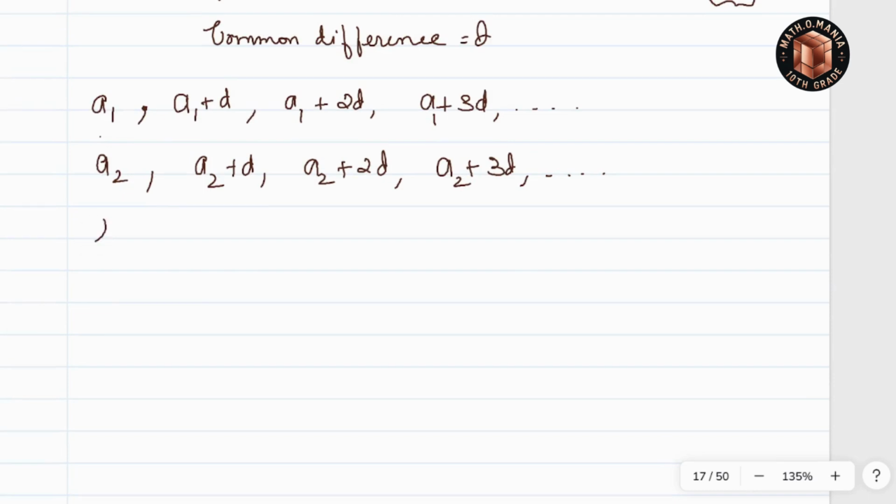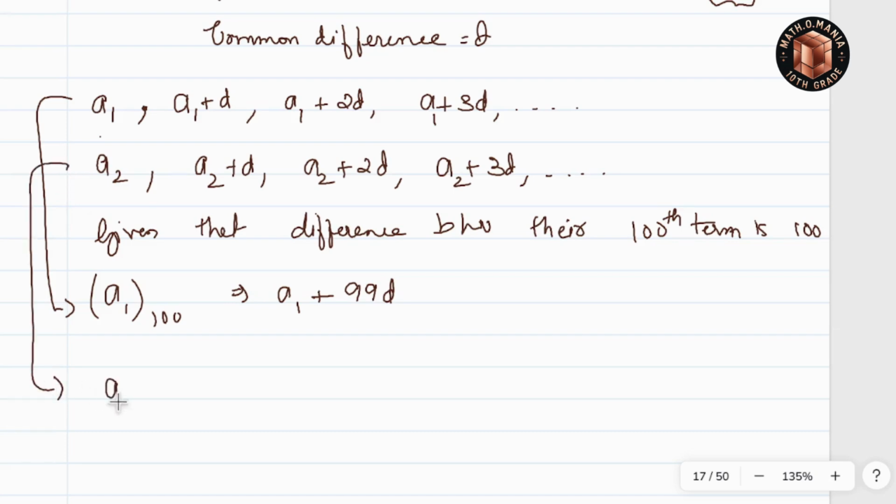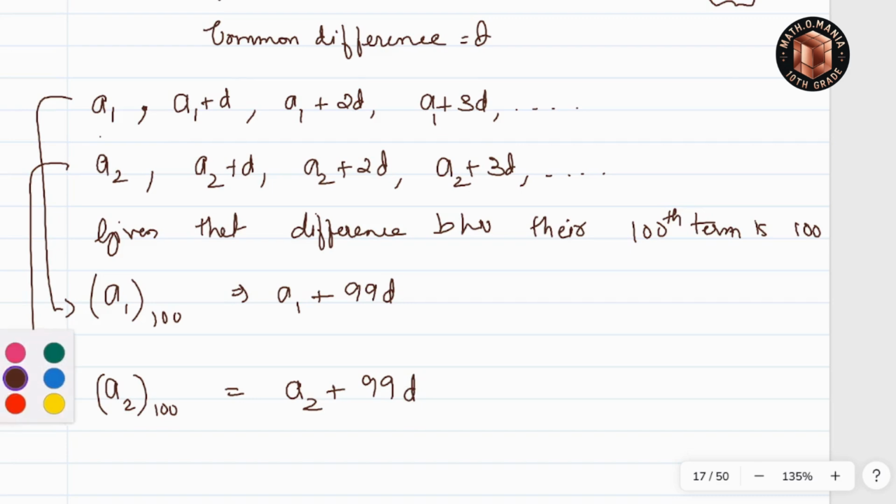And they are telling us, given that the difference between their 100th terms is 100. From the first one, the 100th term of A1 is A1 plus 99D, right? And similarly from A2, the 100th term is A2 plus 99D, since D is the same for both.